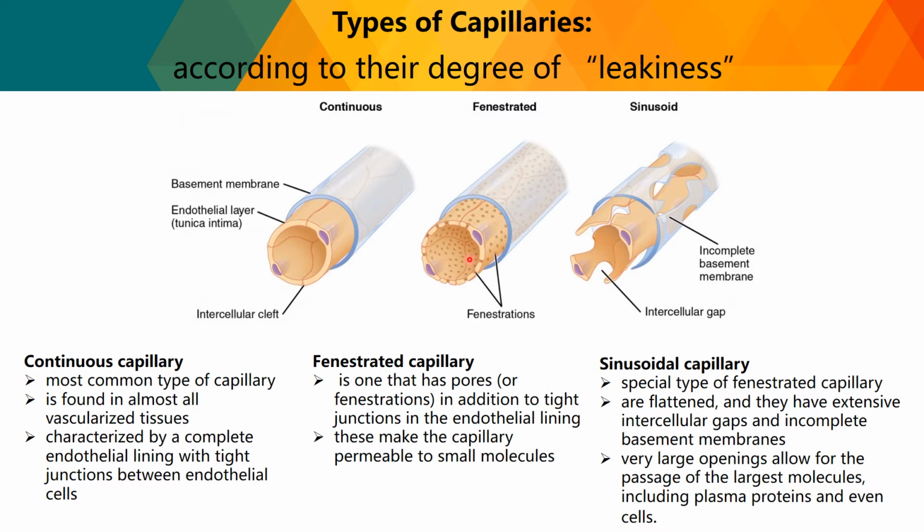Okay? And then next you have your sinusoidal capillary. Okay, these are a special type of fenestrated capillary. They are flattened and they have extensive intercellular gaps and incomplete basement membranes. Very large openings allow for the passage of large molecules, including plasma proteins and even cells. Okay, so dyan kay sinusoidal capillary, mostly passage of your blood molecules. Okay, it also includes your red blood cells, your white blood cells, and other plasma proteins. Okay, so those are your three types of capillaries.